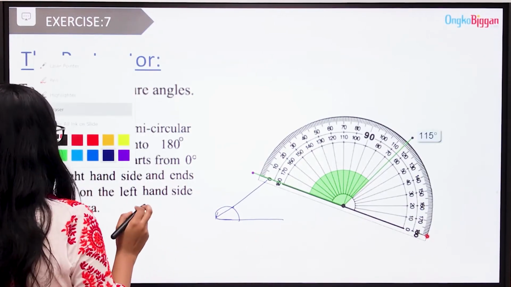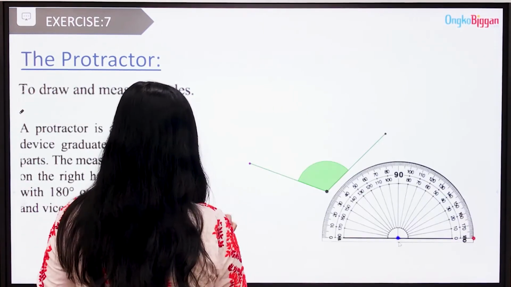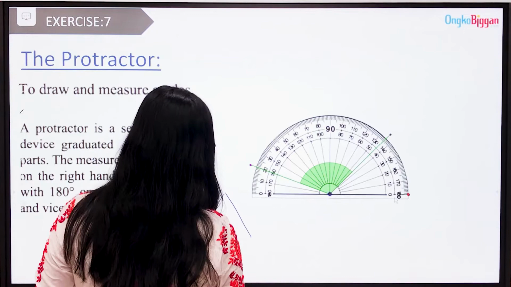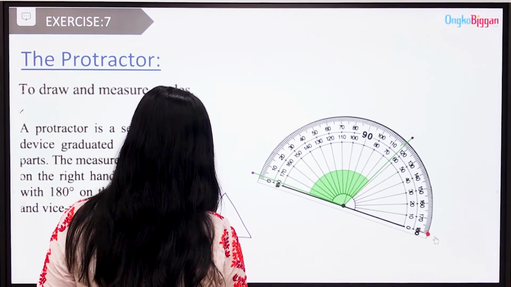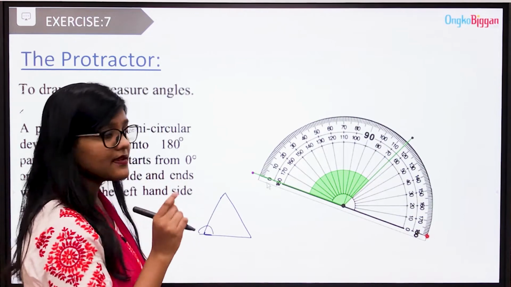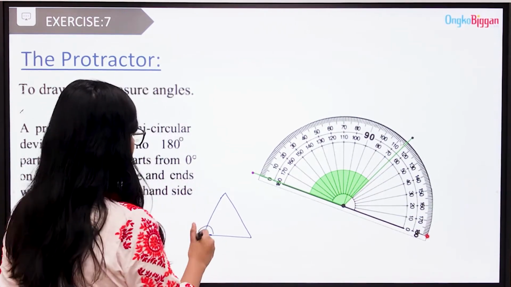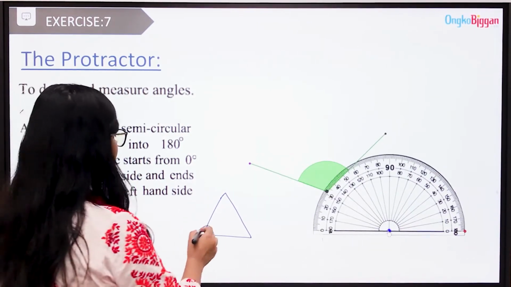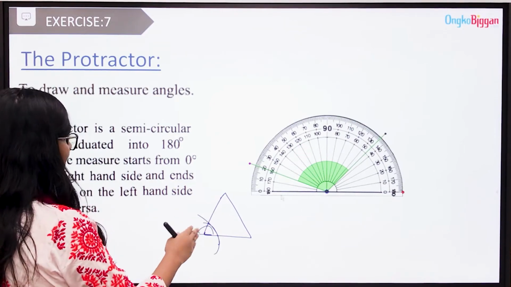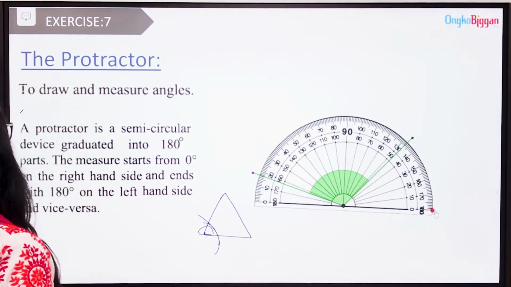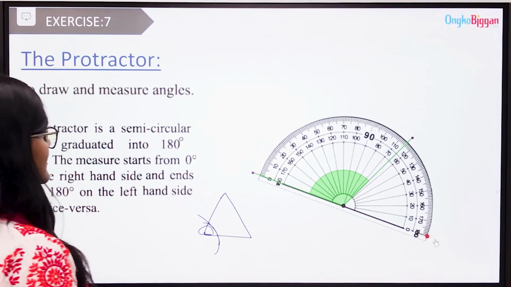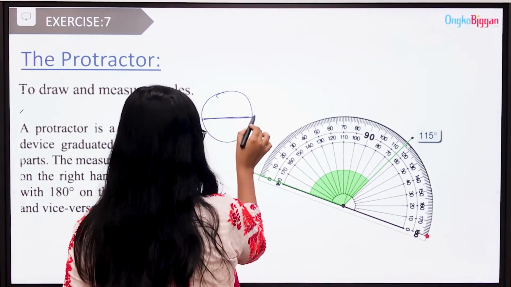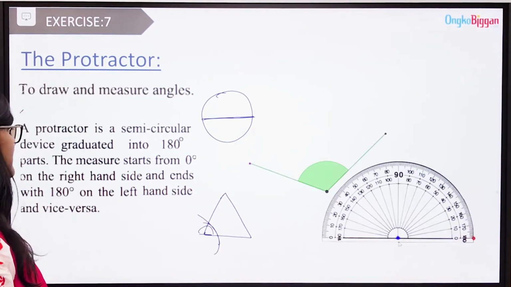Again, we can measure the value of an angle of a triangle by putting the protractor over here, keeping the edge at the 0 point of the protractor, and then where the line crosses, that will be the certain angle of the side of the triangle. So a protractor is a semicircular device. Semi means half. It's a full circle, and if we cut the circle from the center, we get a semicircle.